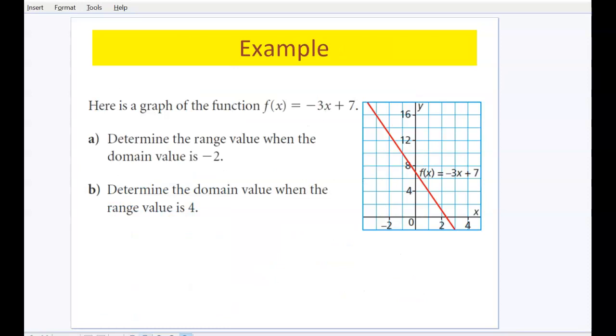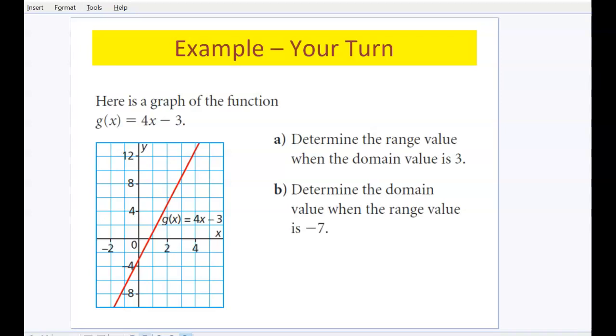All right, here's the graph of a function, negative 3x plus 7, written in function notation, which we talked about earlier. And the question is saying, determine the range value when the domain value is negative 2. So basically they're saying, what is the y value when x is negative 2? Well, at negative 2, I travel up here and I hit the graph right there. And that would be halfway between 12 and 14, so that would be 13. Question B says to determine the domain value when the range value is 4. So in other words, what is the x value when y is 4? Well, when y is 4, the x value is 1.